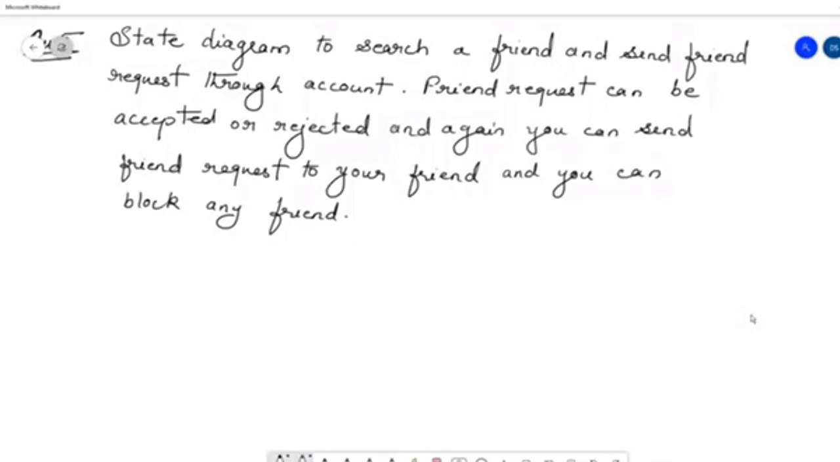For drawing the state diagram, we should have a start. That is a solid symbol. The question says that you are searching for a friend. So the event could be search to add friend, searching for a friend, search a friend. Like this also you can write. Now the state would be what would happen whenever you search for someone.